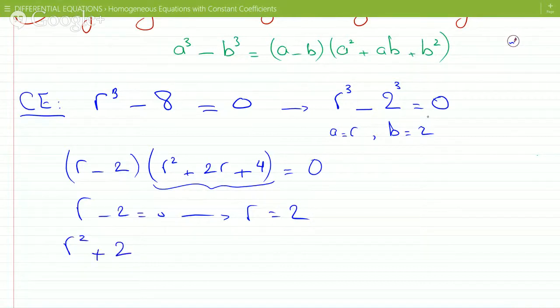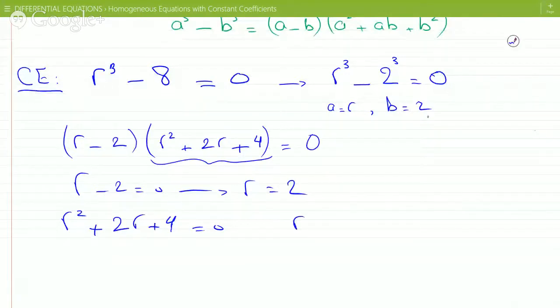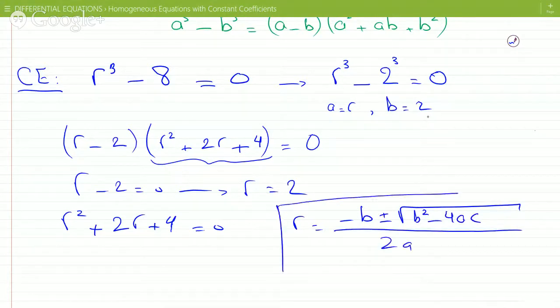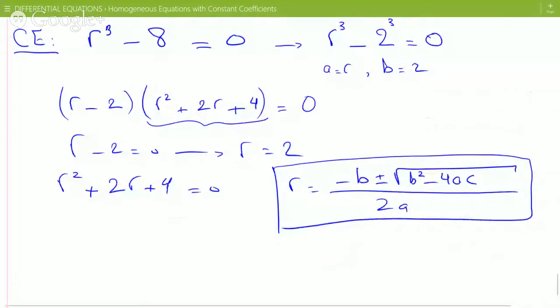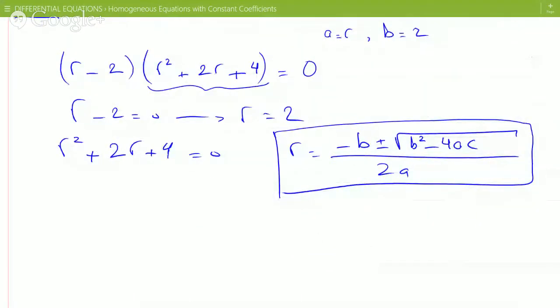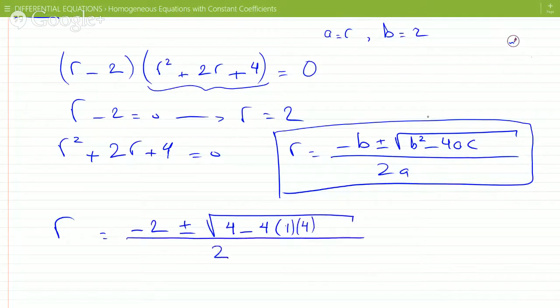No, so r squared plus 2r plus 4 equals 0. You can't factor this, so you use the quadratic formula, right? Yes. The quadratic formula says minus b plus or minus square root b squared minus 4ac all over 2a. Okay? Start writing, man, because this problem will take a while because we have 3 boundary conditions. Okay, so now we can solve for r. So r is minus 2 plus or minus square root b squared is 4 minus 4 times ac, 1 times 4, all over 2.